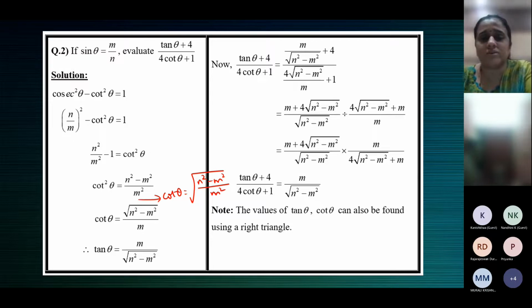Okay, so here after substituting, tan theta is m by root of n square minus m square. And 4 cot theta, so 4 into cot theta, 4 into root of n square minus m square by m. Then you have plus 4 in the numerator and plus 1 in the denominator. So simplifying, it's actually easy.